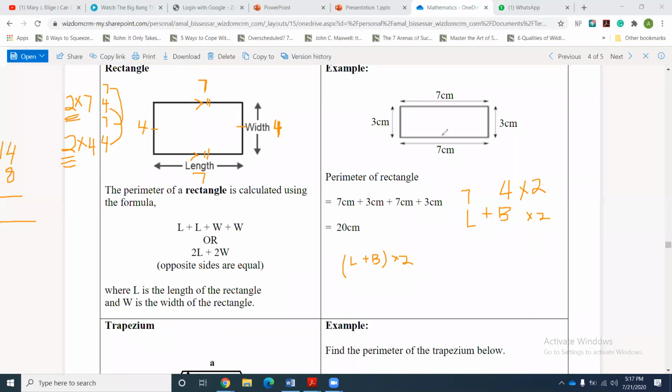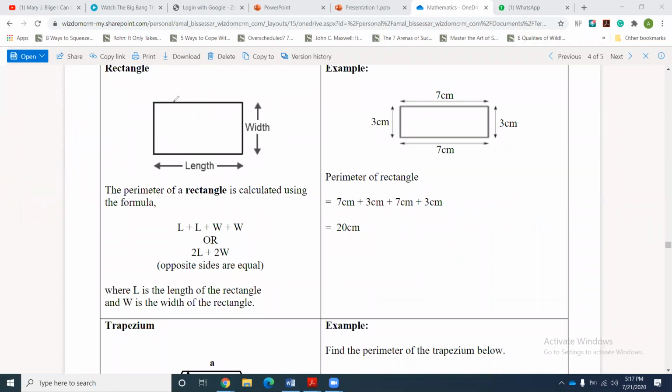They won't say 7 7 3 3. They will give you nothing. They may give you just this is 7 and this is 3. You have to know opposite sides are equal. Opposite sides are equal in order to work out. So when you are doing the plane shapes, the rectangle and the square, these formulae are important.